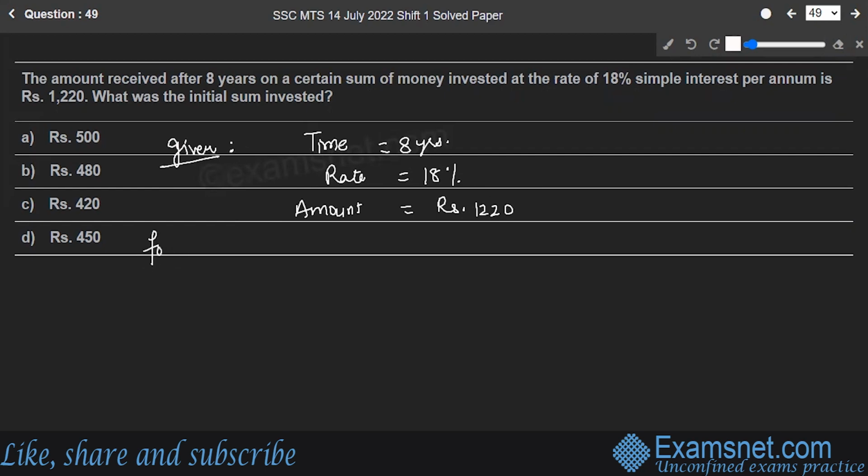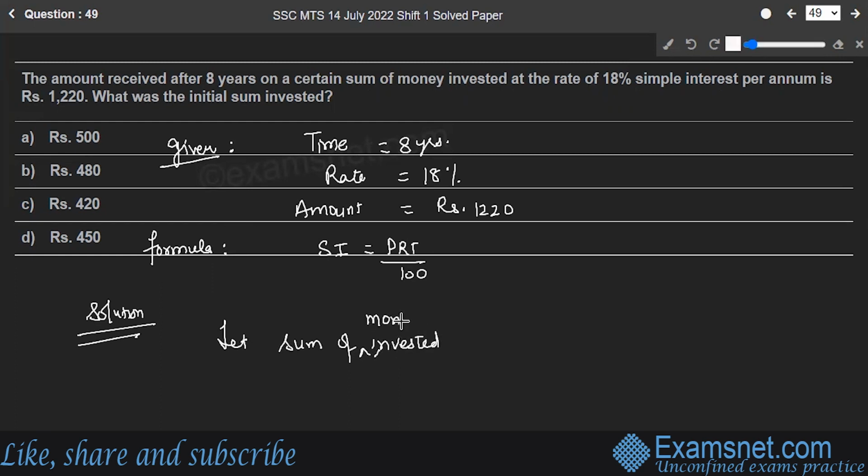And what is the formula for simple interest? The formula says simple interest is equal to principal into rate into time upon 100, right? So we have everything on our plate. We just have to do the solution now. Very first thing, we don't know the principal, so we will suppose the sum of money invested. So let the sum of money invested be X rupees, right?